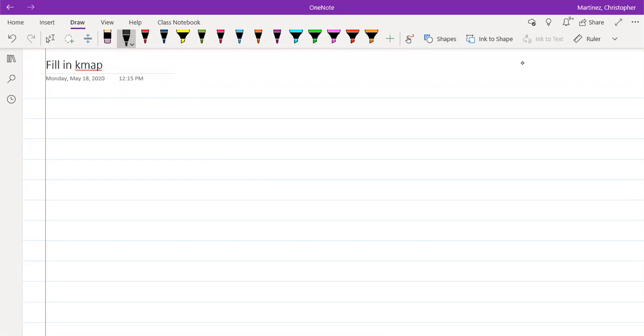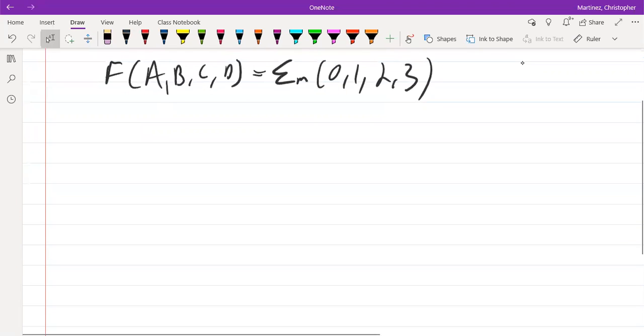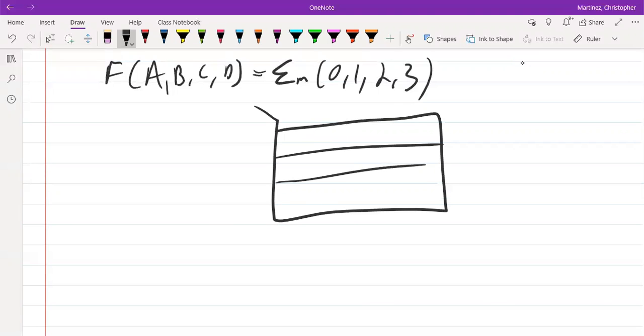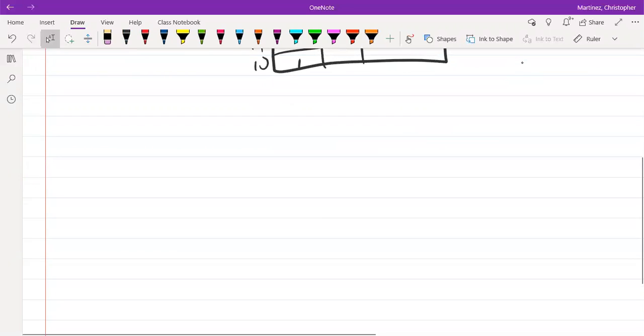There are different ways you can go about filling in a KMAP. Some ways you might have that you're given an expression, f is a, b, c, d, and it's going to be minterms of 0, 1, 2, 3. Okay, and from there you can draw out your KMAP, and given those terms, you would fill in 0, 1, 2, and 3. So that's one way we can go about giving an expression.